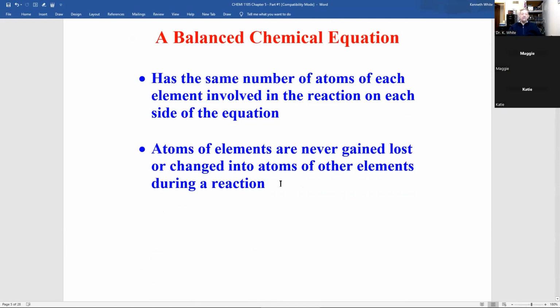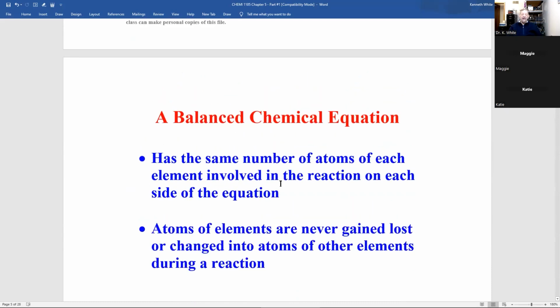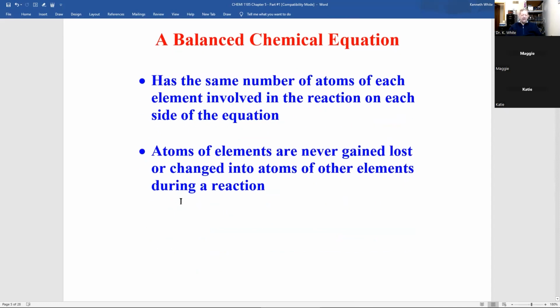And how do you make sure that happens? We have a balanced chemical equation. Now, what is that? And I'll never ask you on a test, what is a balanced chemical equation? But this is important. A balanced chemical equation has the same number of atoms of each element involved in the reaction on each side of the equation. And I'll show you what this means.